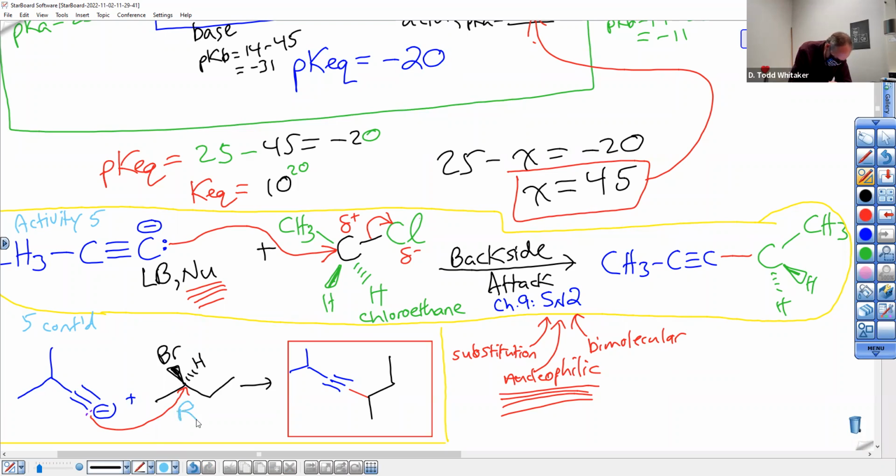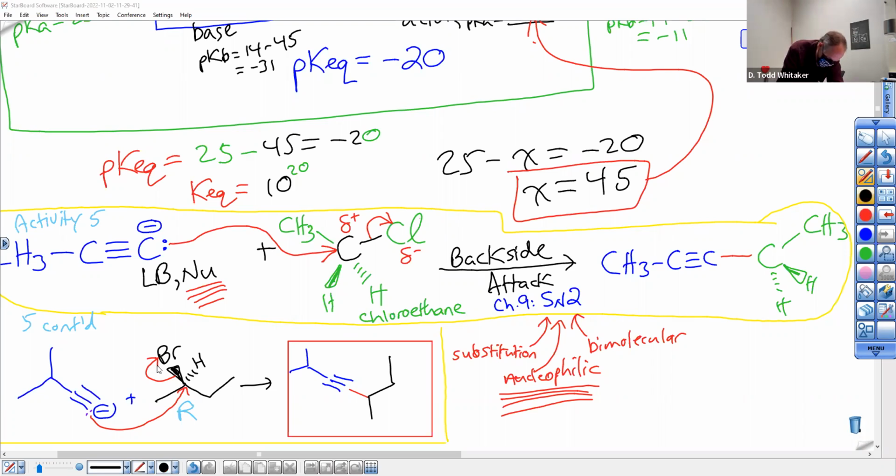Any takers on whether the new stereo center is going to be R or S? She said S. She was right. Because if you change one thing, the stereo center flips, only because it's a backside attack. I'm going to do a pictorial. It won't be part of our quiz or activity, but I'm going to try to show you why R becomes S. So I'm going to make this S.